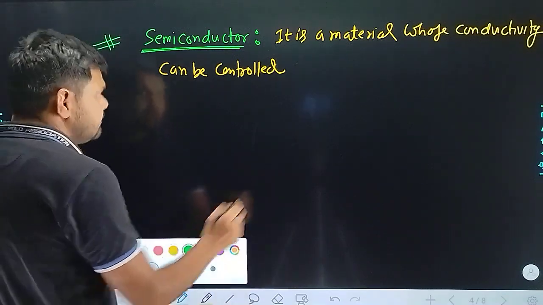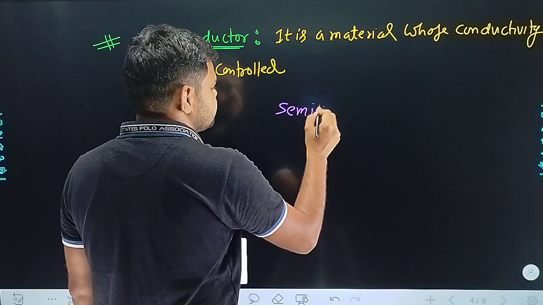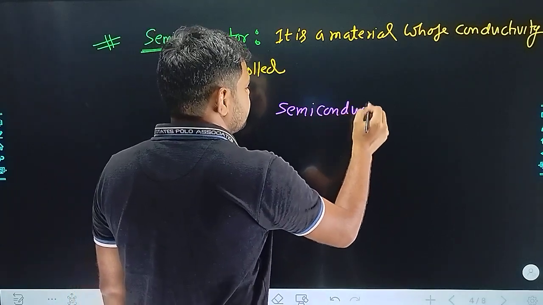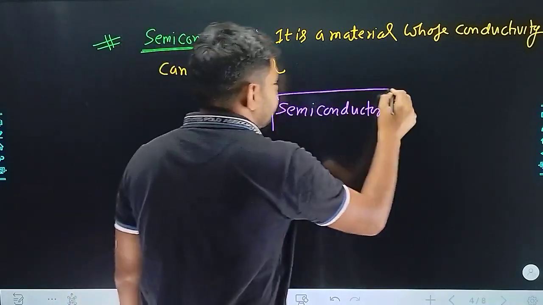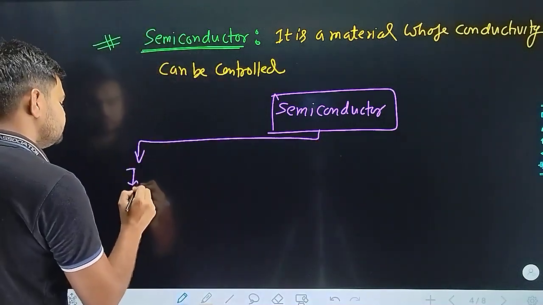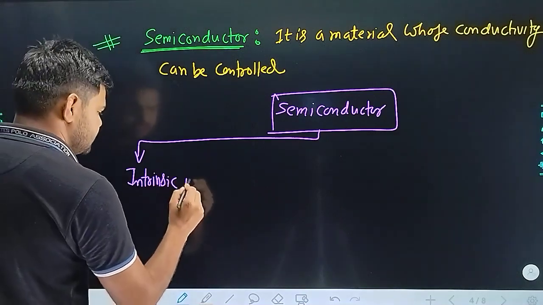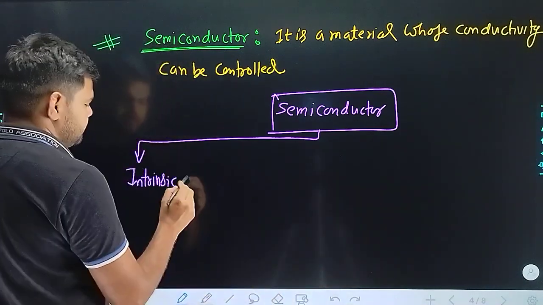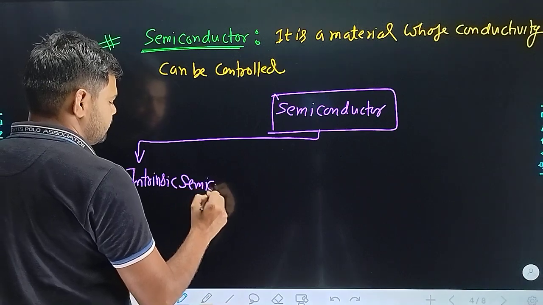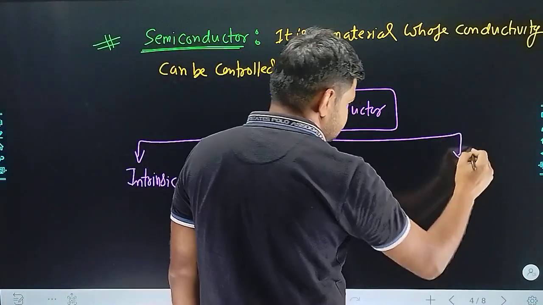Semiconductors are classified under various categories. The one is intrinsic semiconductor. What is intrinsic semiconductor? And the other is extrinsic semiconductor.